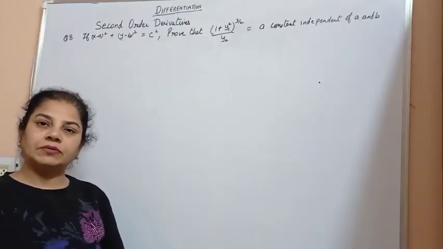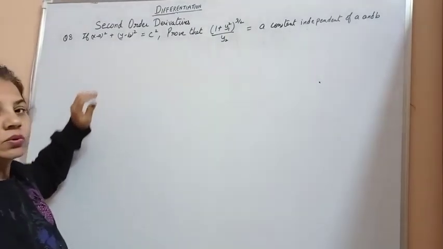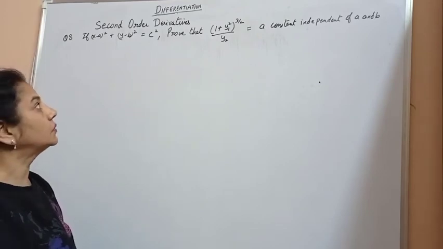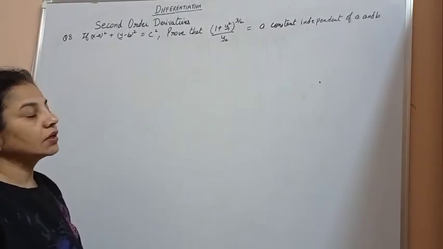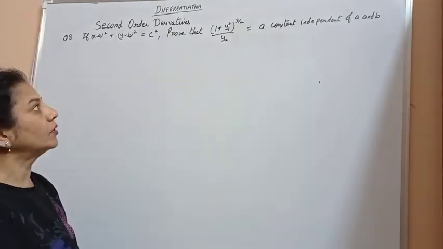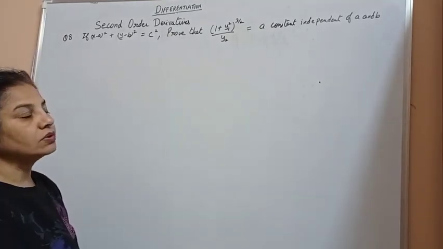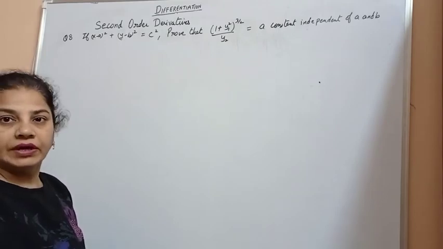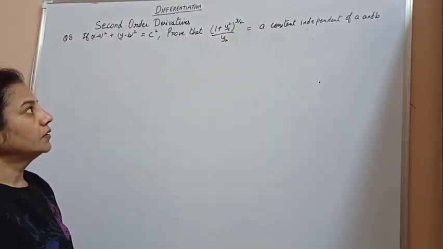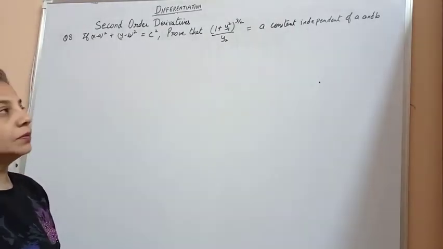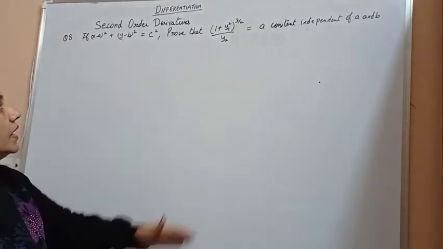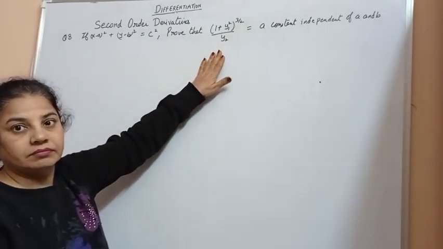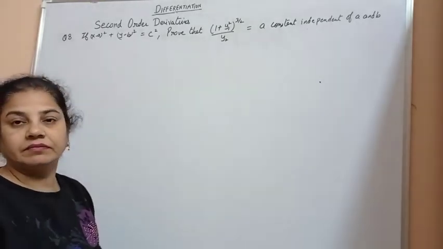The function is given to us as x minus a whole square plus y minus b whole square is equal to c square. Prove that 1 plus y1 square whole to the power 3 by 2 upon y2 is equal to a constant independent of a and b. For this, first of all, we calculate y1 first derivative, then y2 second derivative. As in the result, I require y1 and y2.